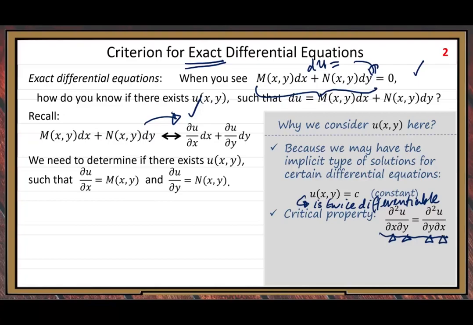So this property tells you if the u function is good enough. I haven't mentioned that good enough property yet. If that u function is good enough, then this equality holds. Otherwise, if u function is not good enough, this equality does not hold.